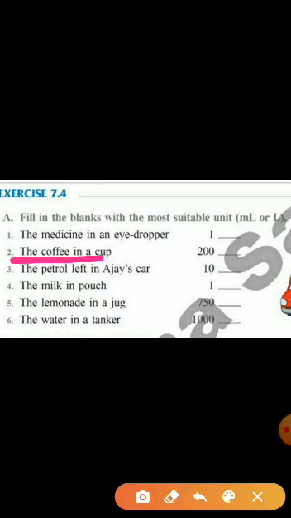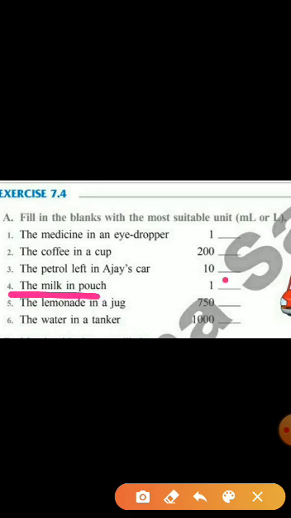Coffee in a cup. Coffee in a cup is also in small quantity. So here also we put the unit milliliter. The coffee in a cup is 200 milliliter. Petrol left in Ajay's car. Now petrol is always in large quantity, right? So here liter will come. Petrol left in Ajay's car is 10 liter.